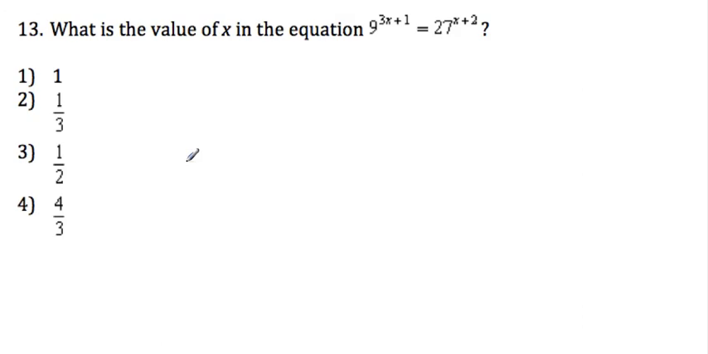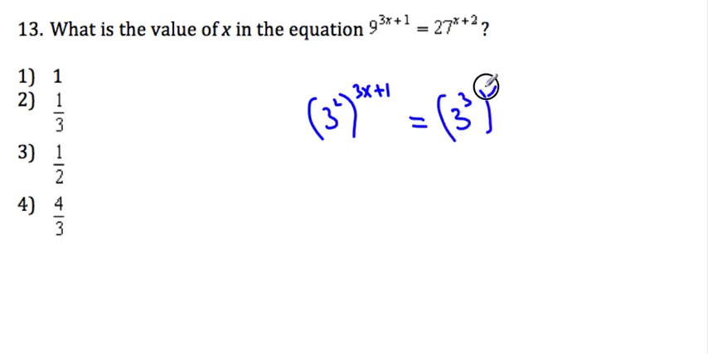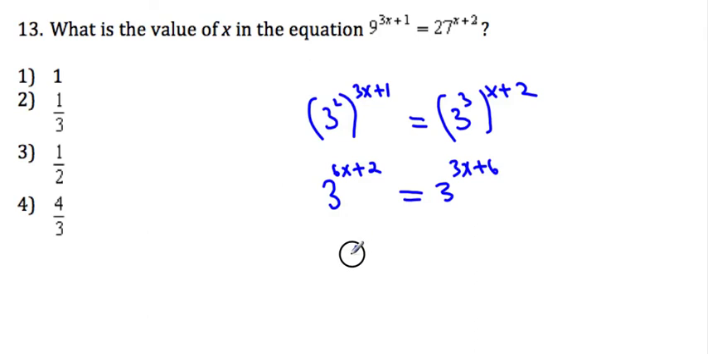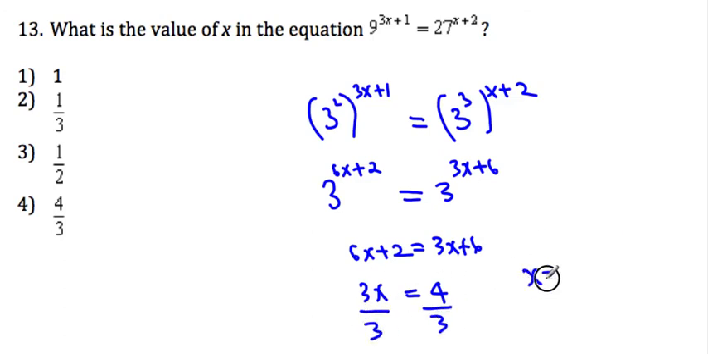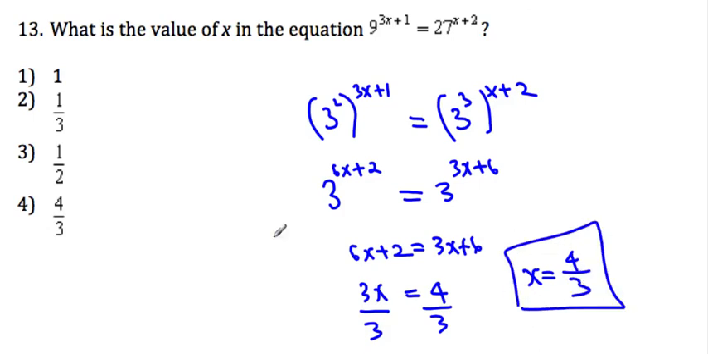Number 13. Here we have to have the same base. The common base in this case would be 3, so we have 3 squared to the 3x plus 1. The second one is 3 to the third to the x plus 2. Then here we get 3 to the 6x plus 2, which is equal to 3 to the 3x plus 6. Having the exponents equal to each other, we get 6x plus 2 is equal to 3x plus 6. By subtracting 3x, we get 3x left. By subtracting 2, we get 4 left. You can try to do that one at a time if you want to. And divide by 3, then x will be equal to 4 over 3, which is choice number 4.